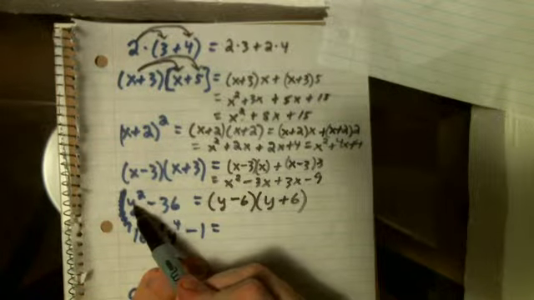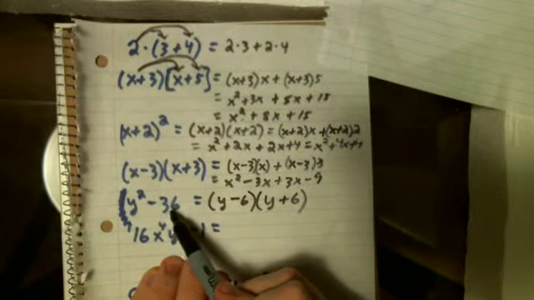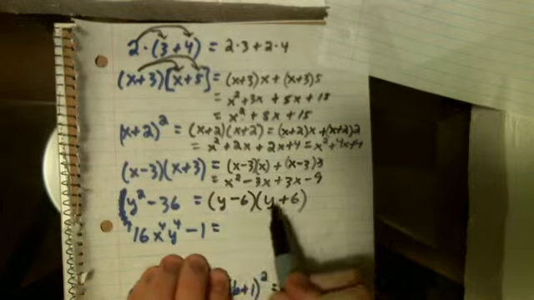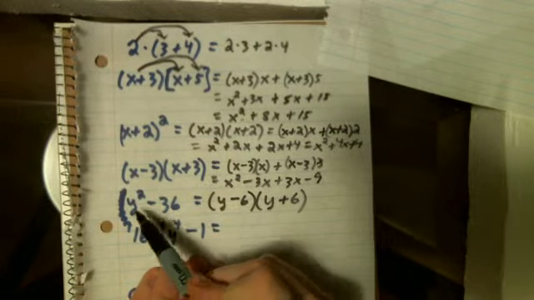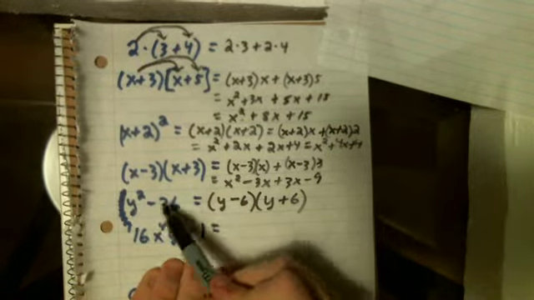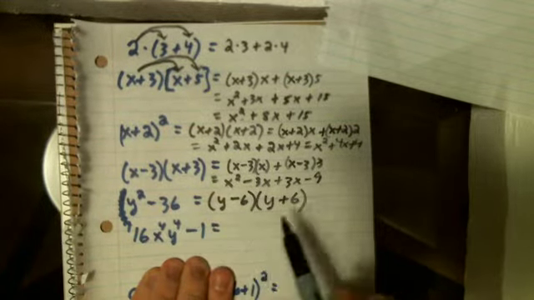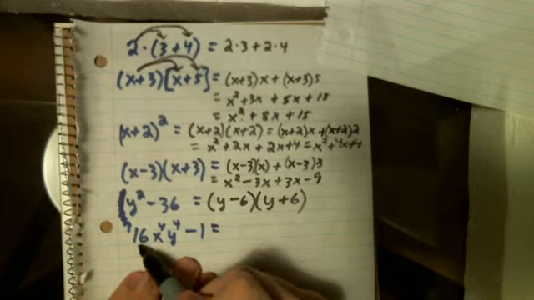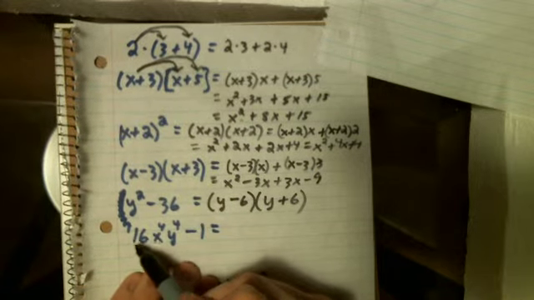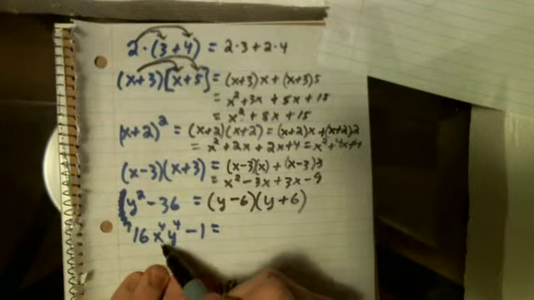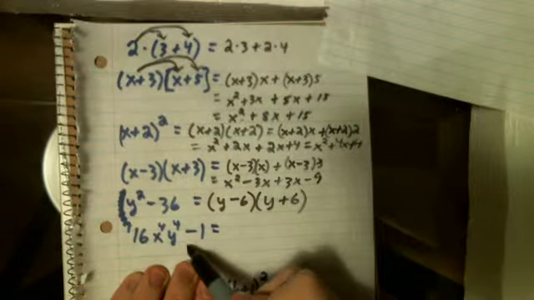So if you have something squared minus something else squared, and you want to split it up into two things in parentheses multiplied together, you got to take the square root of each thing. So the square root of y squared is y, the square root of 36 is 6. So let's look into this example. Here we have 16 times x to the fourth times y to the fourth minus 1.